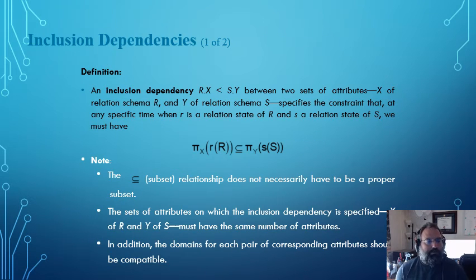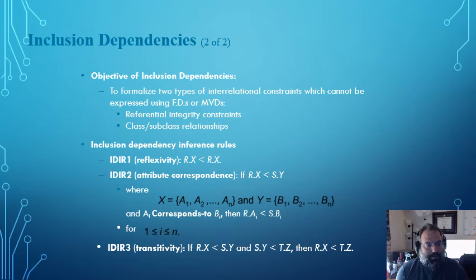Inclusion dependency. R.X is a subset of S.Y between two sets of attributes, X of relation schema R and Y of relation schema S, specifies the constraint that at any specific time when R is in relation state r and S is in relation state s, we must have, and so on. The objective of inclusion dependencies is to formalize two types of interrelational constraints which cannot be expressed using functional dependencies or multivalued dependencies: referential integrity constraints, class/subclass relations, inclusion dependency inference rules, and so on.